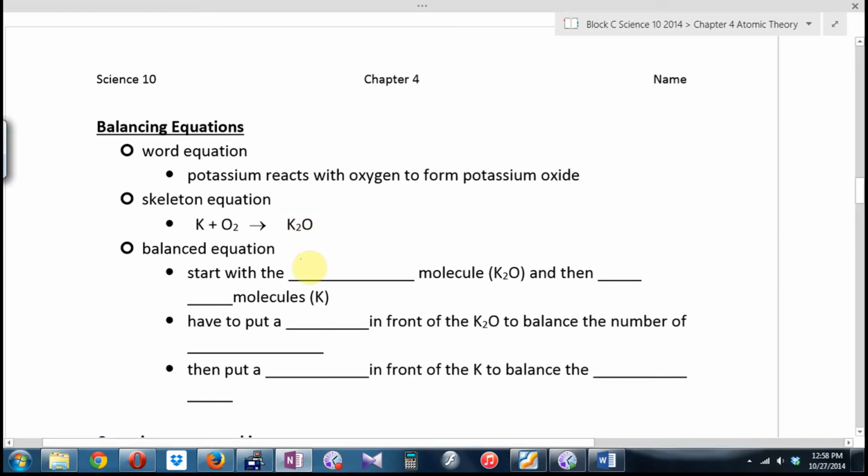Start with the biggest molecule. Here are the hints. In other words, if you ask me to balance this equation, I'm going to start on the right-hand side, not on the left, because K2O to me is bigger and uglier than a K and an O2. Start with the ugliest thing, and then work your way out to smaller molecules like K and O. So first trick, if you don't know what to do, Courtney, start with what's ugly.